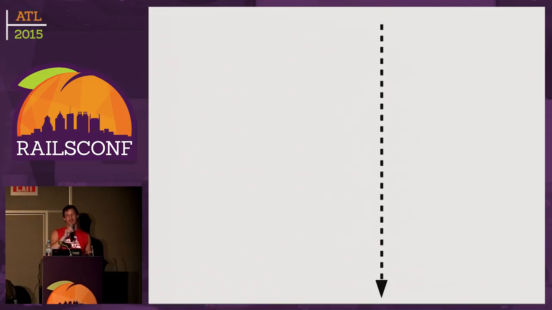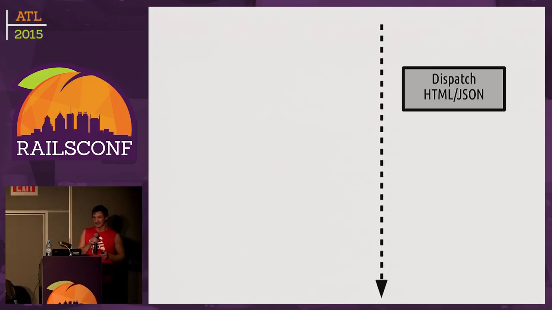So when you look at a classic web application, it doesn't matter if it's Rails or Sinatra or whatever. It boils down to the following requirements that we have per request. So the first thing is we have to dispatch. We get a request and we have to dispatch. Is it HTML? Do this. Is it JSON? Do that. In case you have a document API.